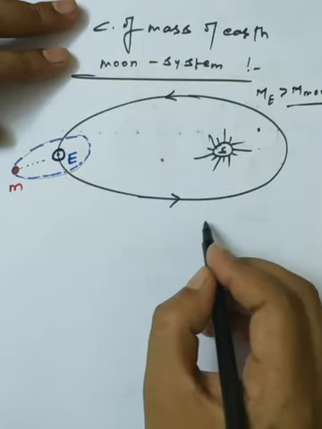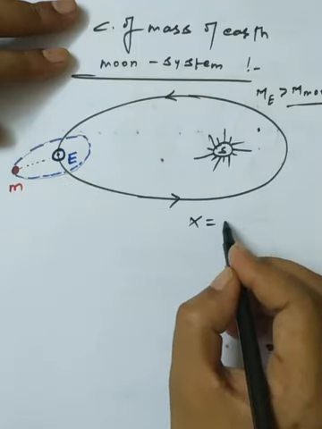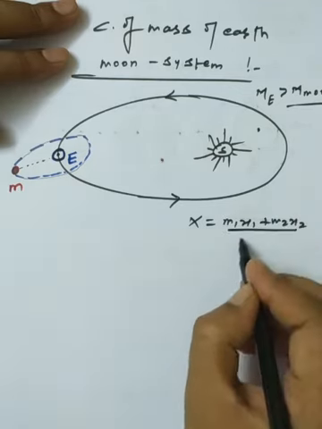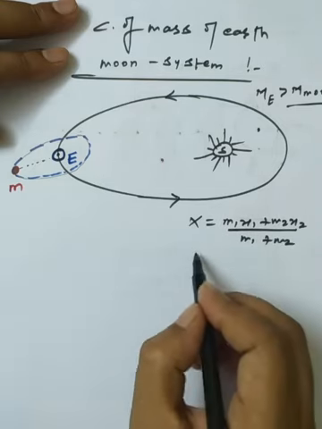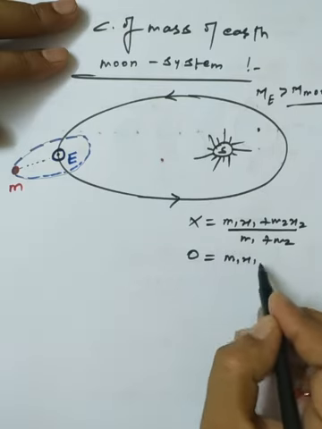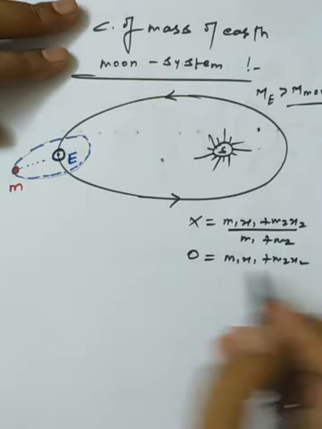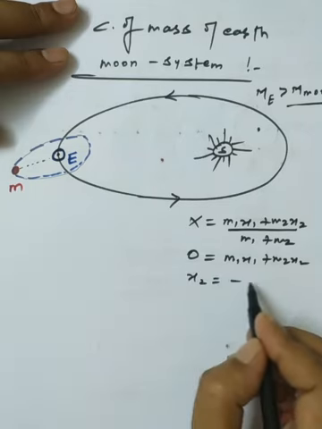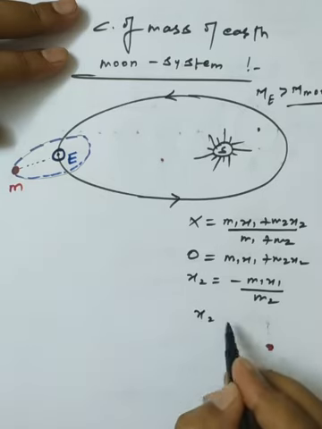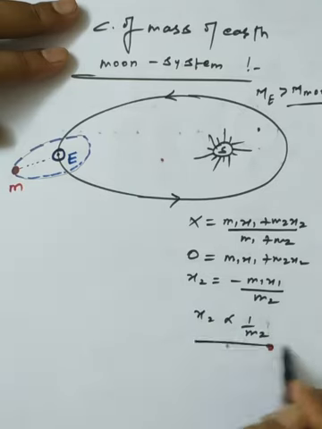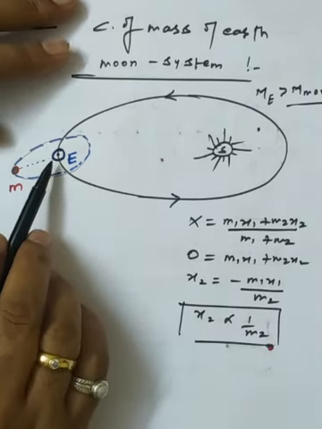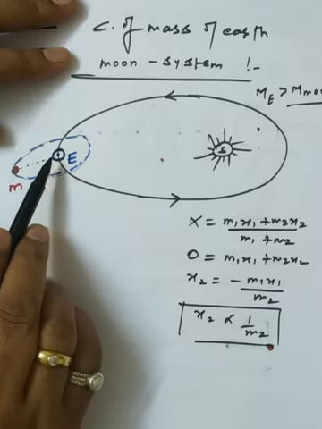We have already discussed that x center of mass, that is, the x coordinate, is equal to m1 x1 plus m2 x2 divided by m1 plus m2, and we assumed that the x coordinate of the center of mass is equal to 0. So we can write m1 x1 plus m2 x2 equals 0, so x2 is equal to minus m1 x1 divided by m2. So if the particle has more mass, the center of mass will shift towards it. The earth has more mass, so the center of mass will lie inside it.